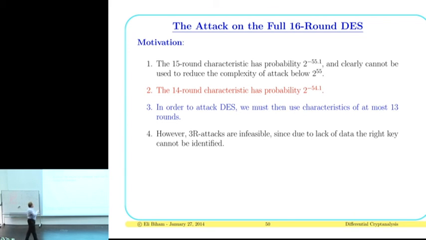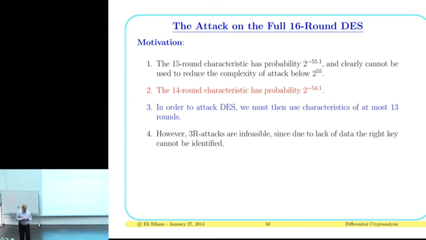Okay, what about 14 rounds? The probability is 2 to the minus 54. We will gain slightly, it's not much, and clearly one right pair is not enough anyway, so it's still too high. So, what about 13 rounds of characteristic? Okay, when we make the analysis with 13 rounds, the iterative characteristic with probability 2 to the minus 47 that I showed you, put them in the first 13 rounds and make the analysis with a 3R attack like we did in the case of 8 rounds of DES, you'll see that this attack doesn't work. Why? Because the probabilities are too low. It doesn't work.